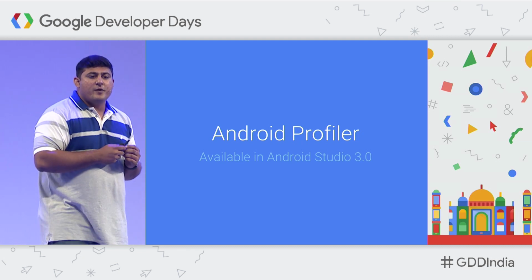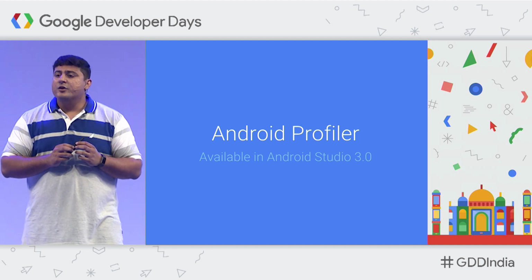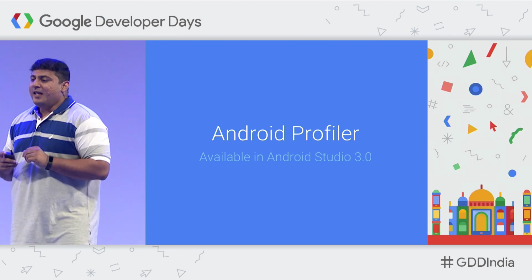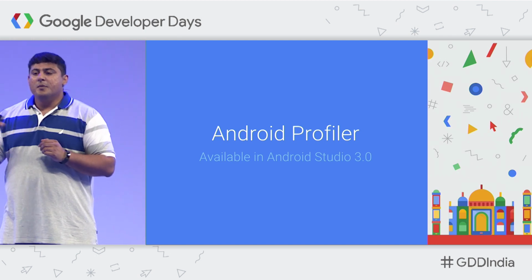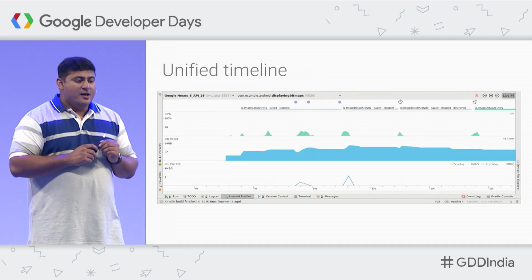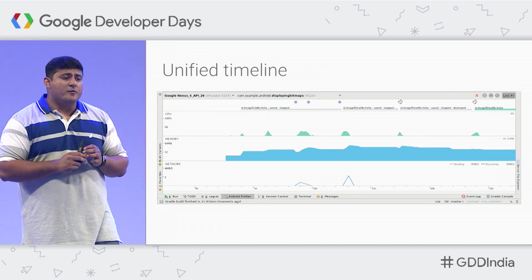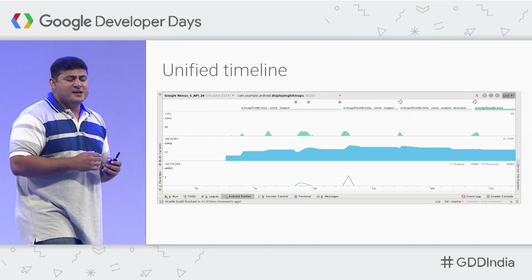I'll start with Android Profiler. We released this with Android Studio 3.0. I hope most of you are using that now. And this is a replacement for the Android Debug Monitor. This is the unified time model that you most probably work with when you're looking at performance. Let's take a look at all the different areas in it.